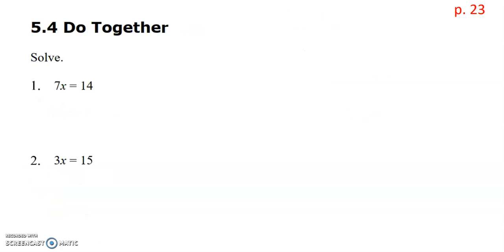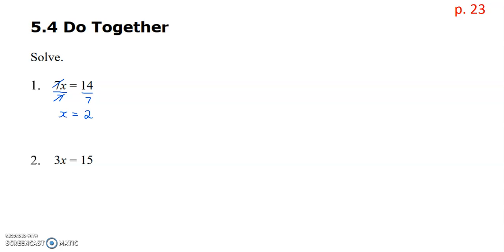For the do together, we have 7x is equal to 14. And so we see here that we are multiplying to x, so therefore we have to do the opposite, which is divide by 7 on both sides of the equation. These two 7s will cancel on the left, leaving us with x isolated, and that is our goal. And 14 divided by 7 is 2.